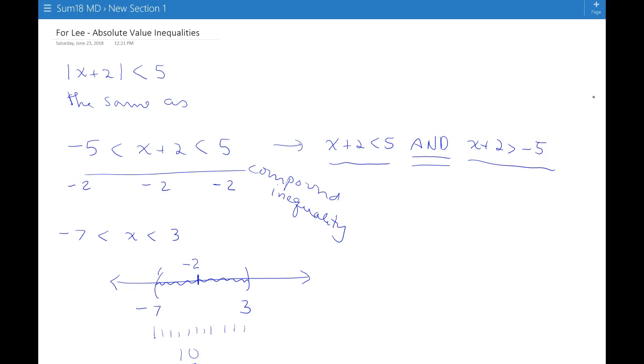So see how the distance from the middle of the interval to the edge is smaller than 5. So we have colored in all of the numbers that are less than a distance of 5 from the middle of the interval. So this is an absolute value less than.